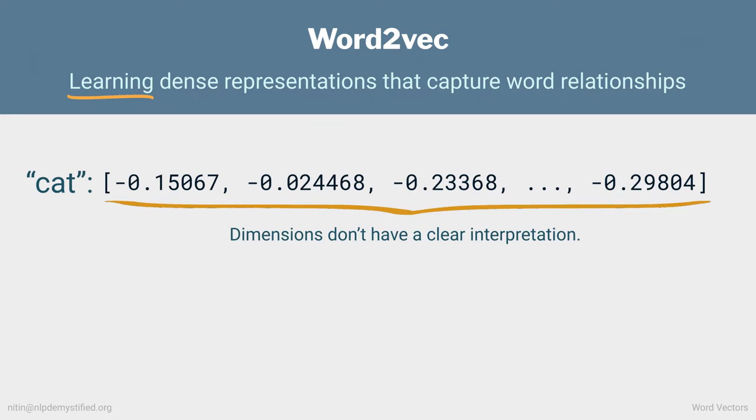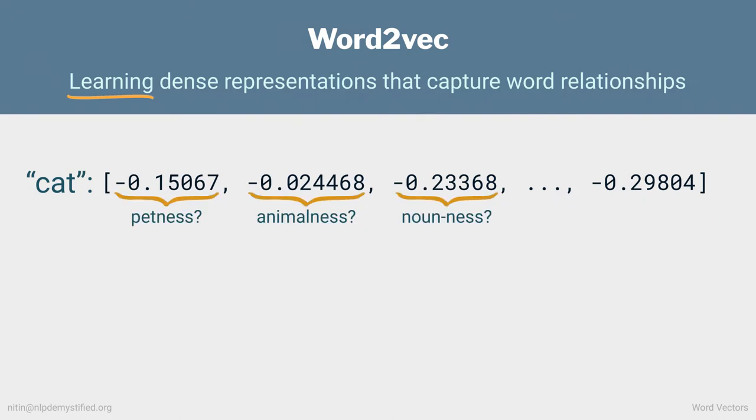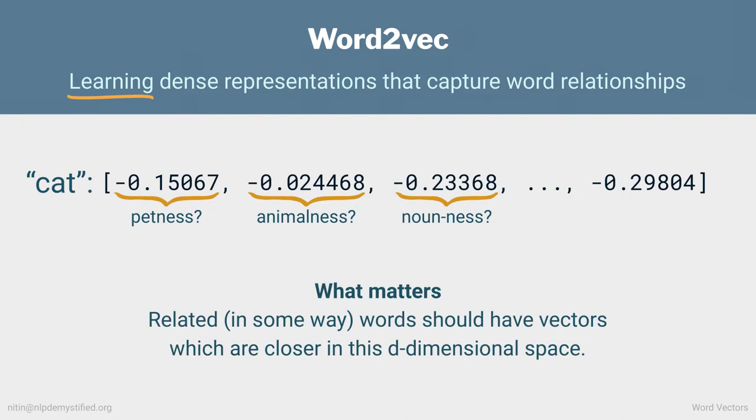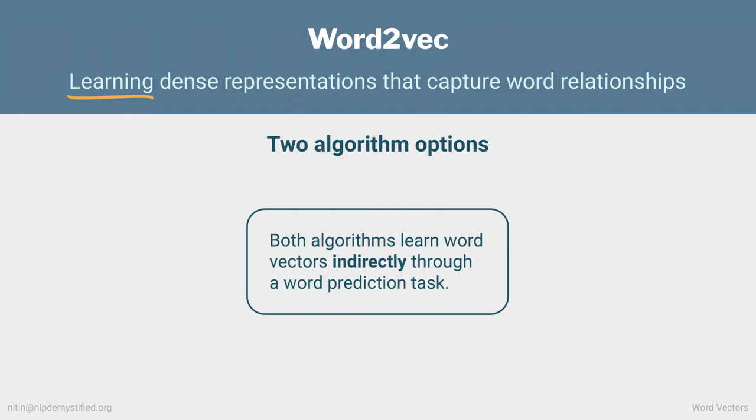Now, much like neural network parameters, the values in these dimensions don't have a clear interpretation. Maybe the first element encodes some idea of petness, the second animalness, and so on. What matters is that, once generated, words which are related in some way should have vectors which are closer together in this d-dimensional space. Let's look at how Word2Vec works.